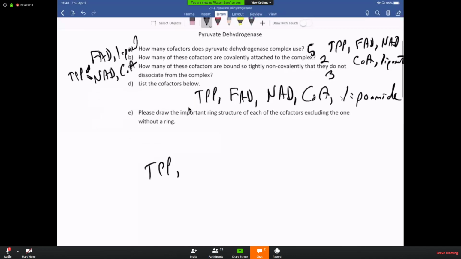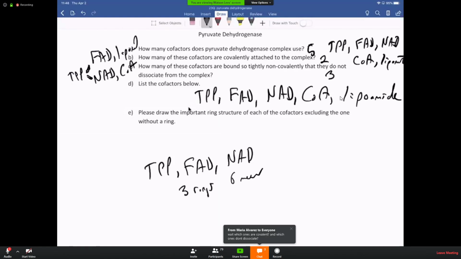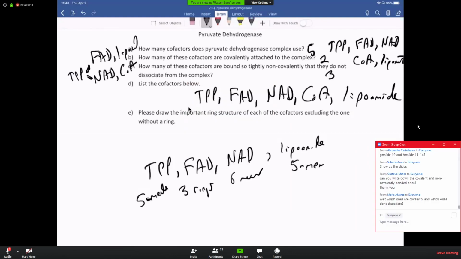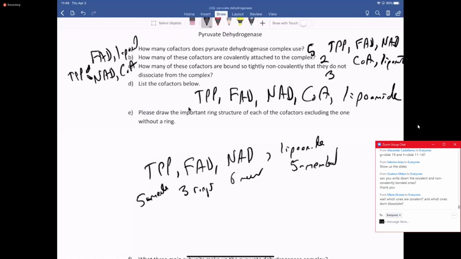The important ring structures would be TPP, also FAD, and the NAD, the six-membered ring for NAD. You have the three rings for FAD, the five-membered ring here. And then CoA clearly is not going to have a ring structure, and so that one was excluded. And lipoamide has a five-membered ring. And so you need to draw those particular structures.